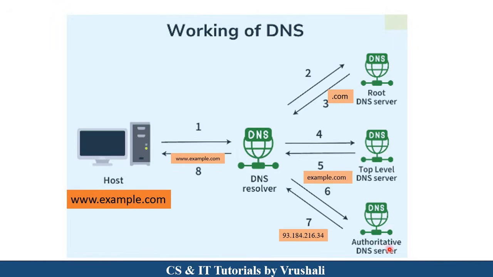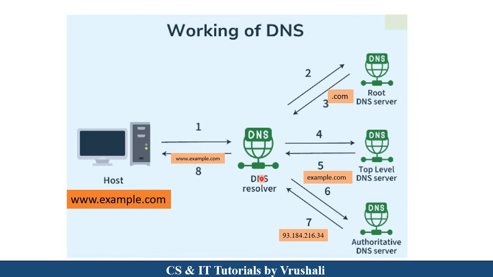Now see here, this is the working structure of DNS using a diagram. See, the host searches the www.example.com website. Now this request goes to the DNS resolver. So the DNS resolver first sends it to the root DNS server. They find out the domain extension .com and send it to the DNS resolver. Now the DNS resolver sends it to the top level DNS server. They find out the server for the example.com website. They have their own server, right?